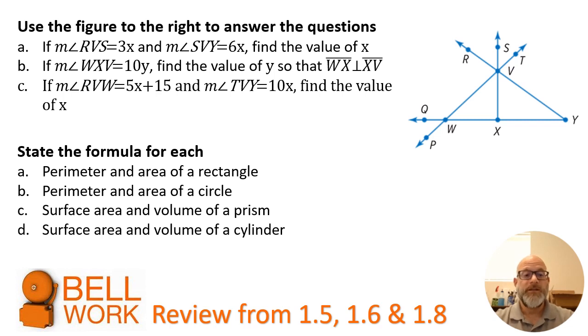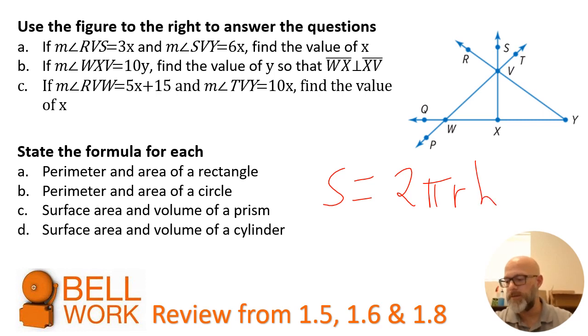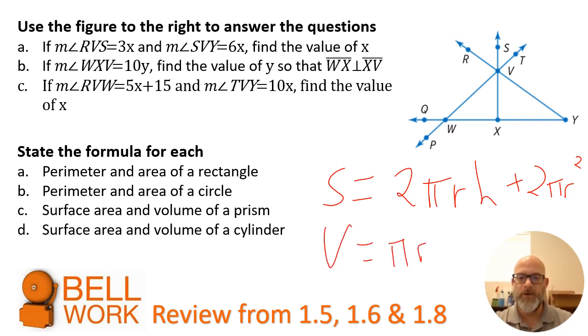The surface area and volume of a cylinder. Okay, surface area of a cylinder is going to be 2 pi rh plus 2 pi r squared. The volume is going to be pi r squared h. Okay, once again, what's important here is knowing that r means radius and h means height. I would urge you, folks, to understand why these formulas make sense, because they're a lot easier to memorize.